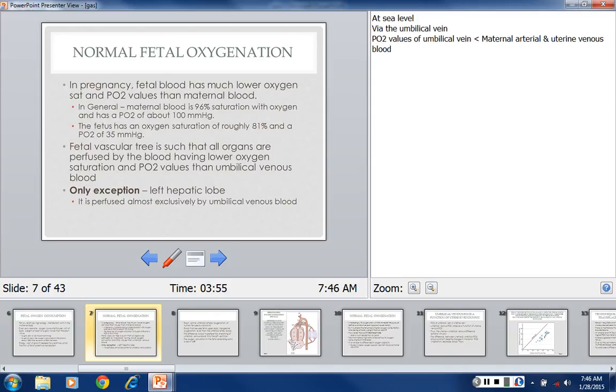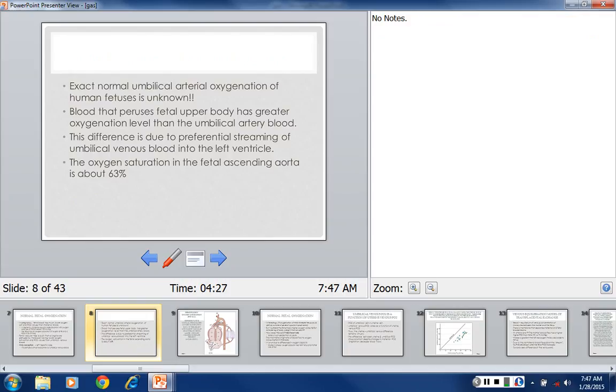And the fetal vascular tree is such that all organs are perfused by blood having a lower oxygen saturation and PO2 value than the umbilical venous blood. The only exception is the left hepatic lobe. It is perfused almost exclusively by the venous blood. And sometimes, I don't know if you had it in Creos, but there's some reviews that they actually ask you what has the most oxygenation for your MFM written boards. Hope they don't ask me on the oral boards.